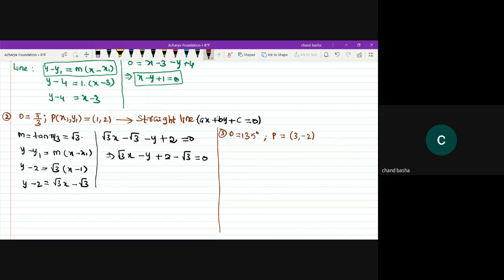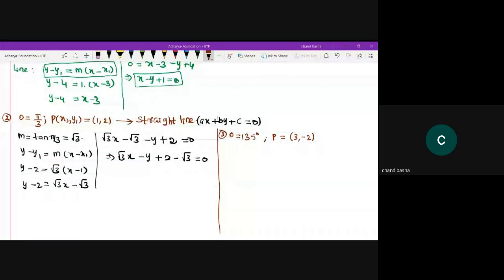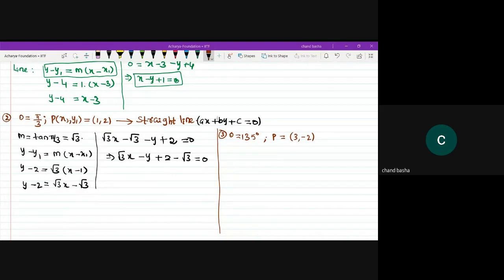That is in terms of ax plus by plus c is equal to 0. I'm not asking for the slope. Yes, I need the final answer. Make it fast, guys. First find the slope, and then we'll go for the equation of the straight line.